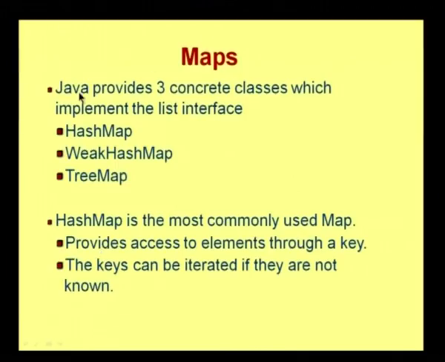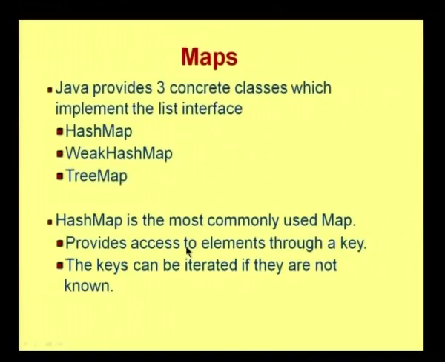With respect to maps, Java provides three concrete classes: hash map, weak hash map and tree map. Hash map is the most commonly used map, and provides access to elements through a key. Normally I will have a key, and based on the hash value of the key, that element will be stored. So you know what hashing is. For example, I have an employee ID which specifies which department that employee belongs to and the number of the employee. For example, IT is the department and 052 is the employee number.